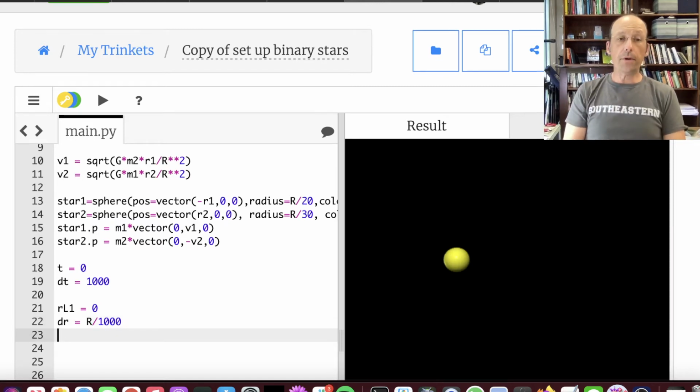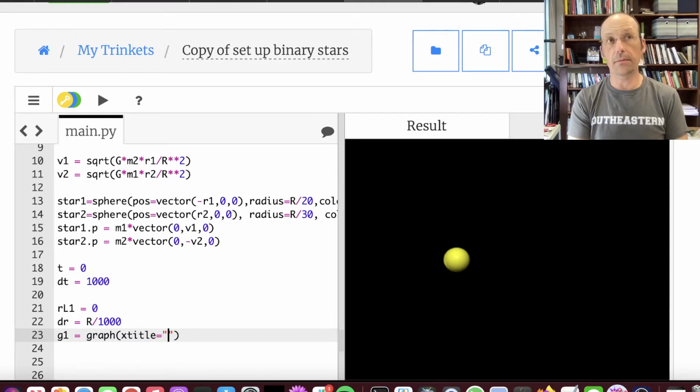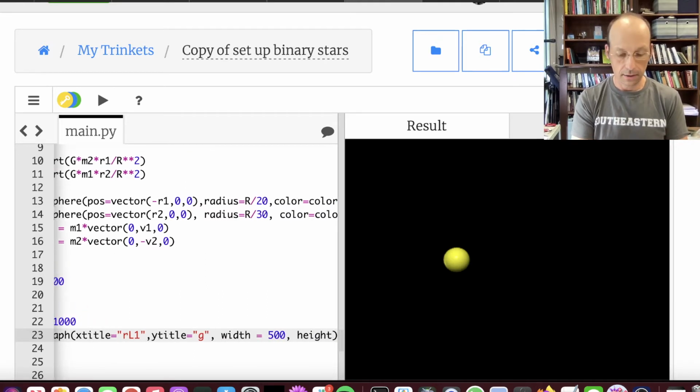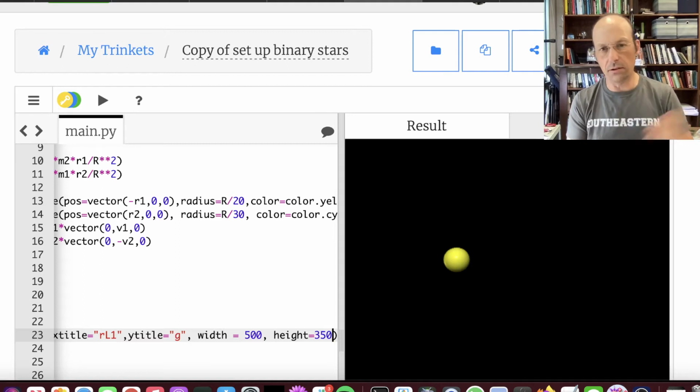Okay, now what I'm going to do is to make a graph. So let's say G1 equals graph. X title equals, let's call it G. This actually is gravitational field. No, that's going to be RL1, versus Y title equal to G. And let's say the width is 500, the height is 350, because that way it'll look better.